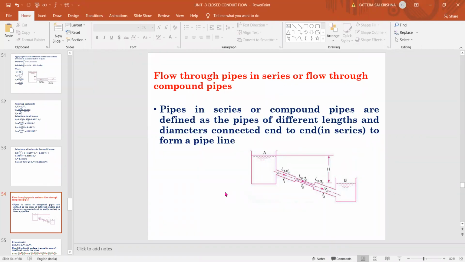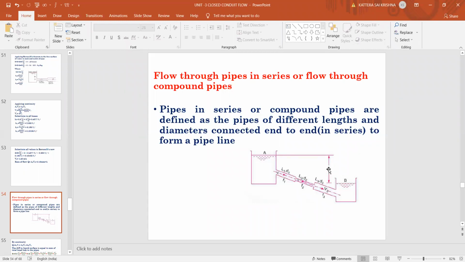Here again we are using the same concept, that is, we are going to find the losses, and because of the losses, how much head is lost. If the pipes are in series or compound pipes, these are pipes of different lengths and diameters connected end to end in series to form a pipeline in this way. Here you see there are three pipes connected in series.